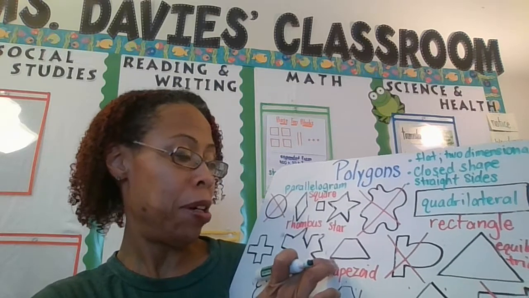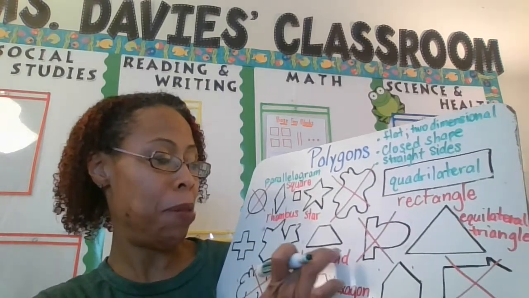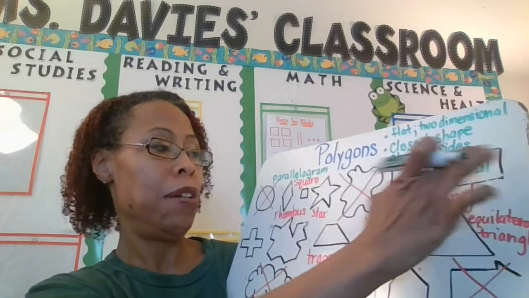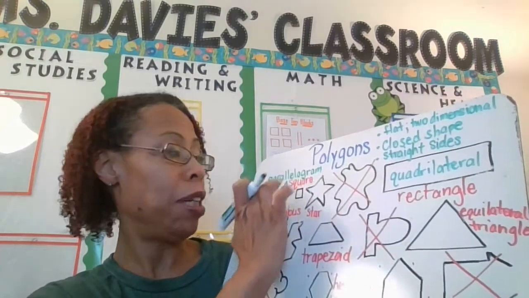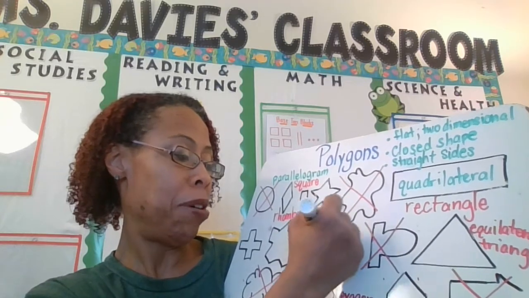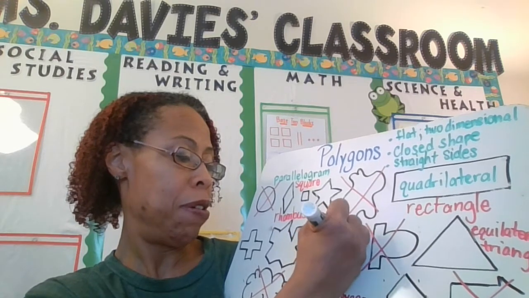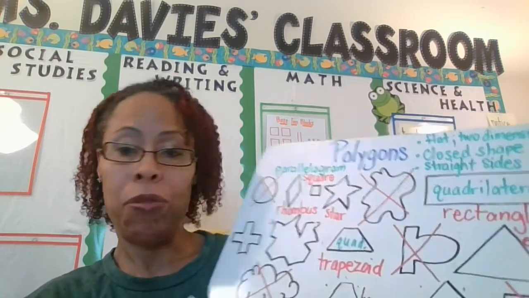This one is not a parallelogram because the sides are not equal. These sides do not match. These sides are equal. These sides are equal. So these are both parallelograms and quadrilaterals. This one is a quadrilateral, but not a parallelogram. We're just going to put quad for right now, standing for quadrilateral.